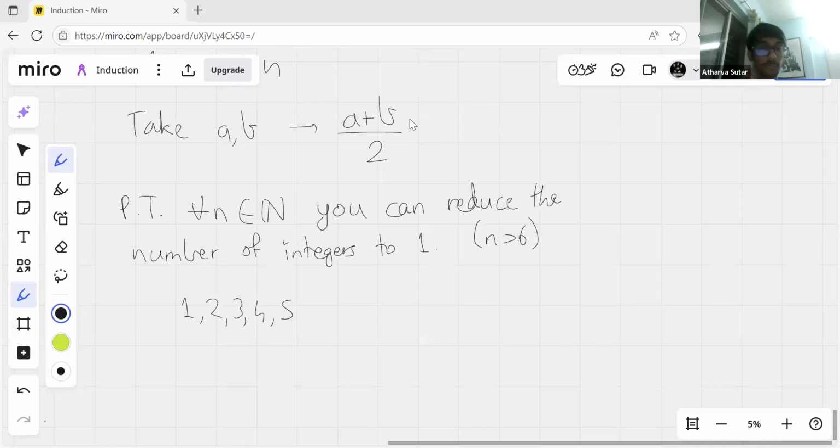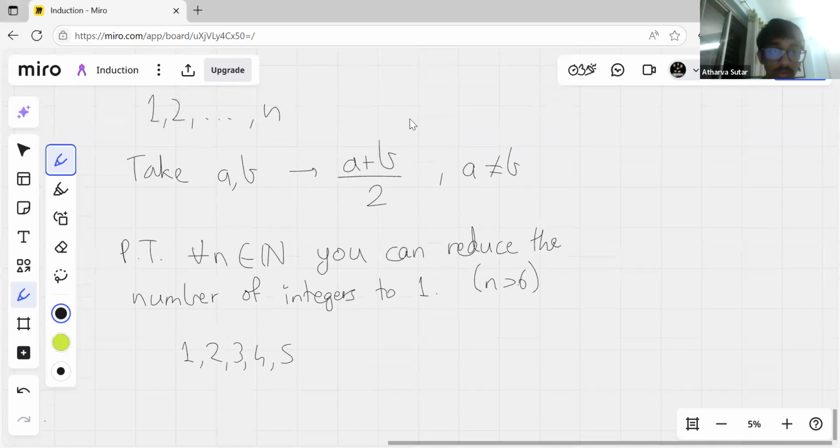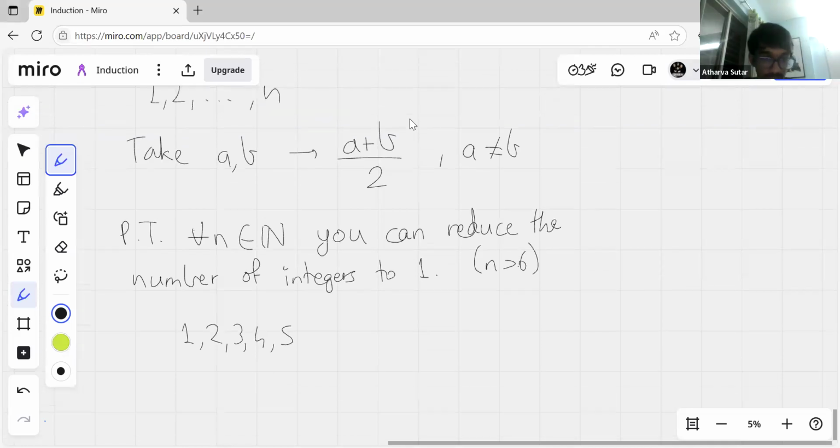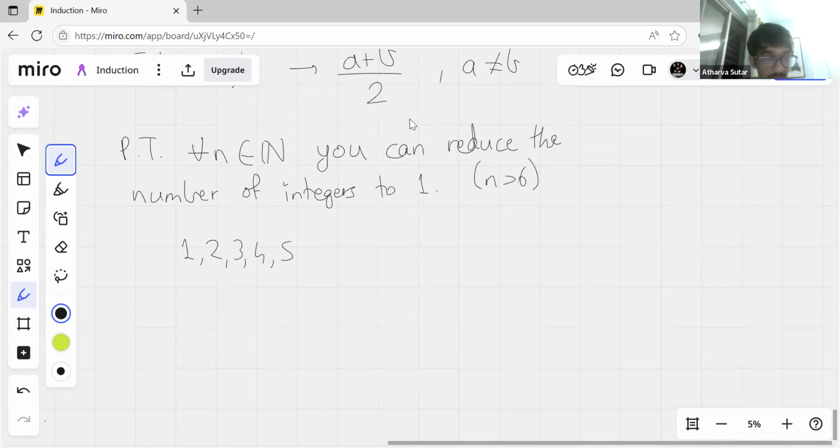Yeah, sorry. The operation is that you take A and B and replace them with (A plus B) by 2, and A is not equal to B as well. So for example, you can perform some operation: you can take 2 comma 4 and replace them with 3.